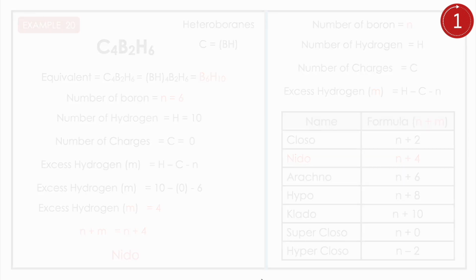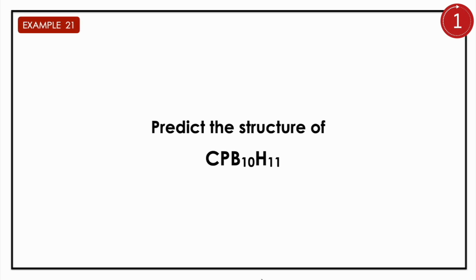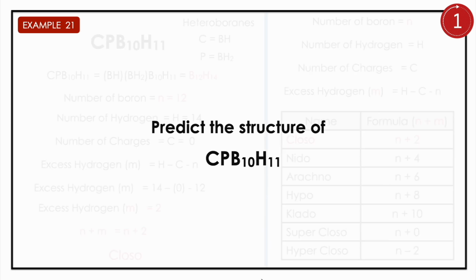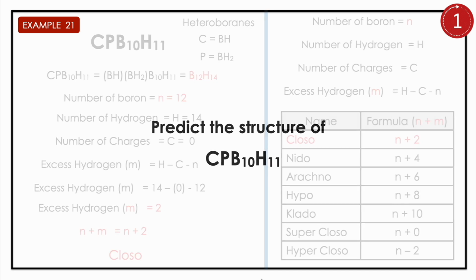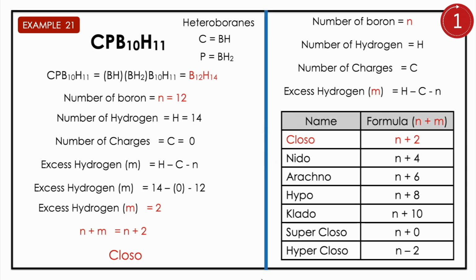Then the next example, here you have CpB10H11. You should find the structure using Wade's rule. The given compound is CpB10H11. It has two heteroatoms, carbon and phosphorus. That's why this problem is different and unique.